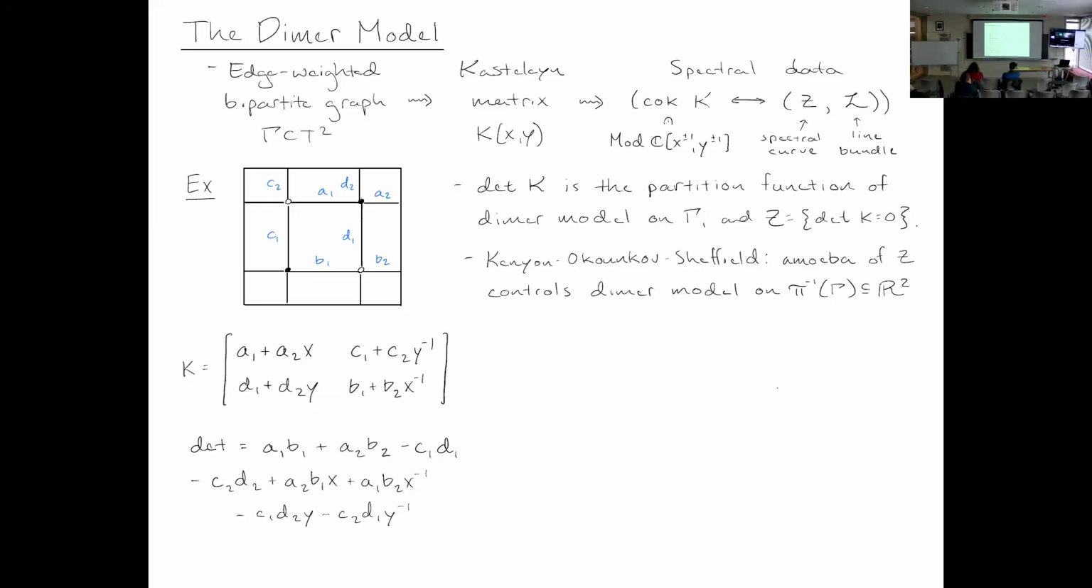And in particular, the amoeba of that spectral curve controls, in some sense, what random perfect matchings look like in the plane. So it's not obvious why you should put those variables in there, but it turns out to be important through the study.